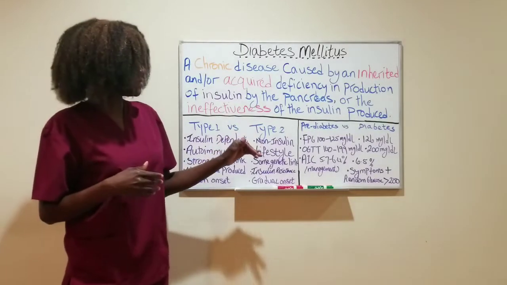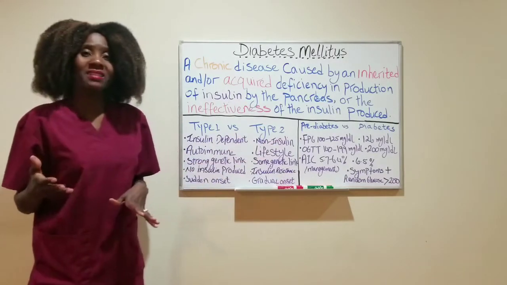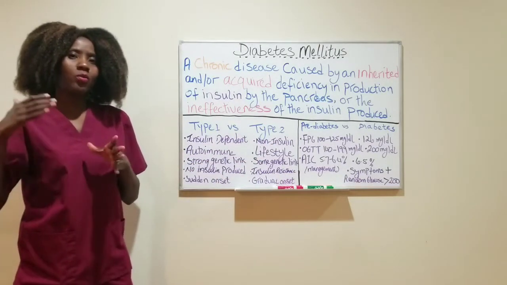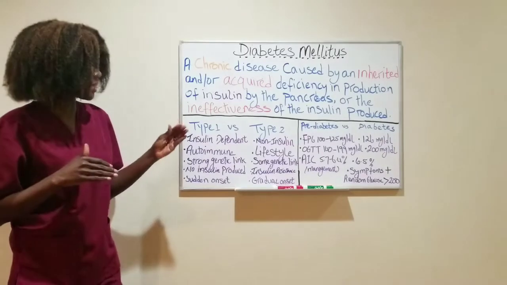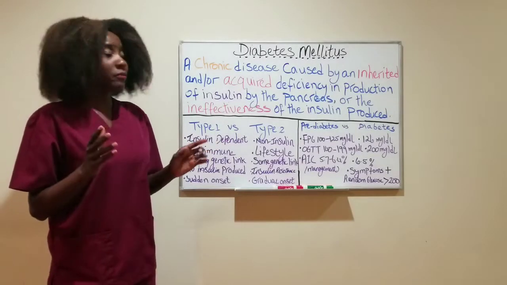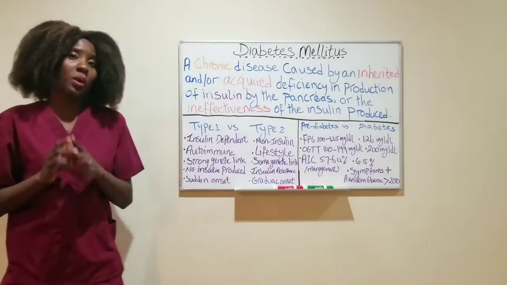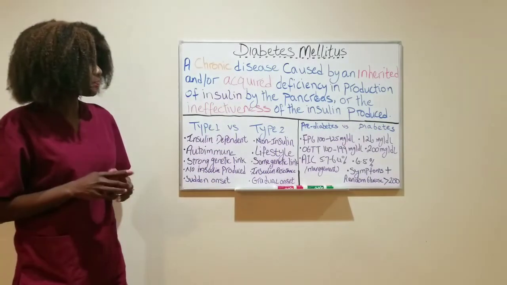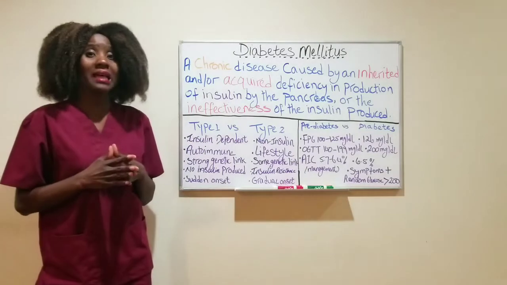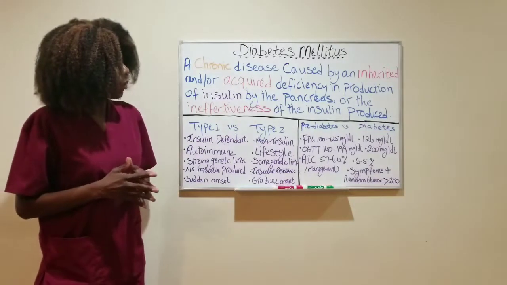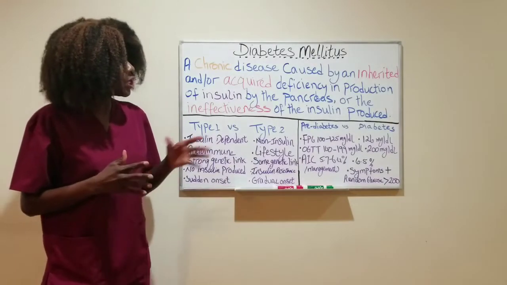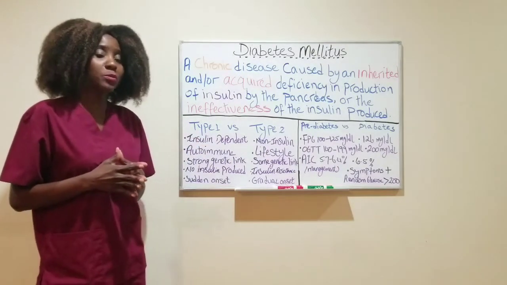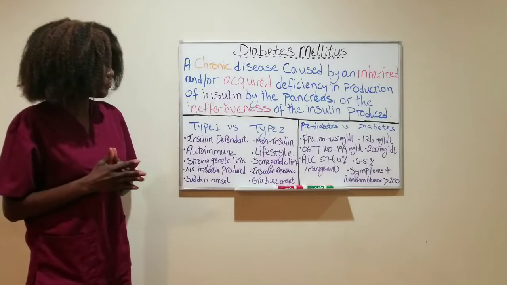So in pre-diabetes, if you do a fasting blood sugar, meaning that the person would have stayed away from food for 8 hours prior to the test, if it's from 100 to 125 milligrams per deciliter, the person is diagnosed as pre-diabetic. However, for them to be diagnosed as diabetic, it has to be 126 milligrams per deciliter or more.